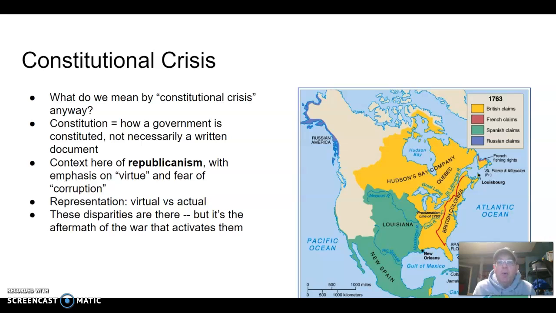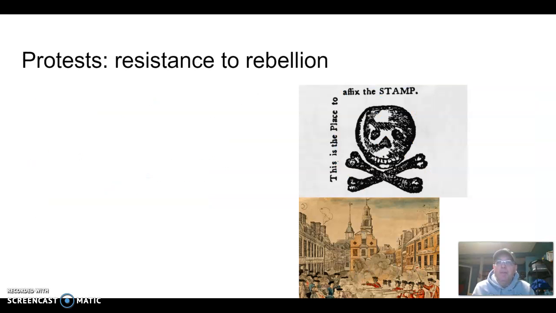It's the aftermath of the war that's going to activate them. So the long-term causes are in place. The short-term cause will be the end of this war and the crisis it brings on that will help create what we call the imperial crisis, lead to the American Revolution, that kind of stuff.